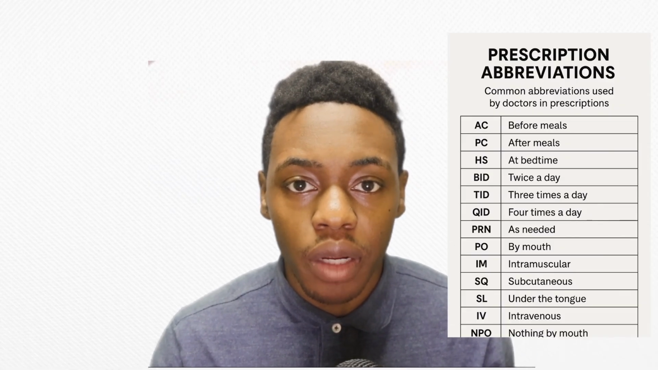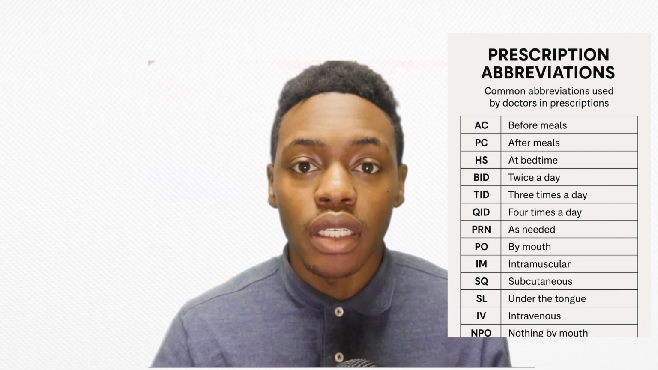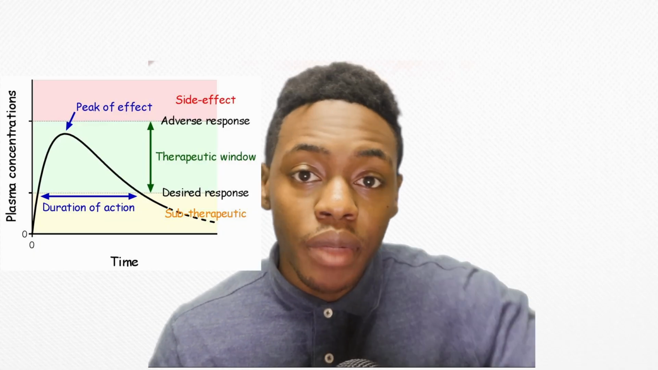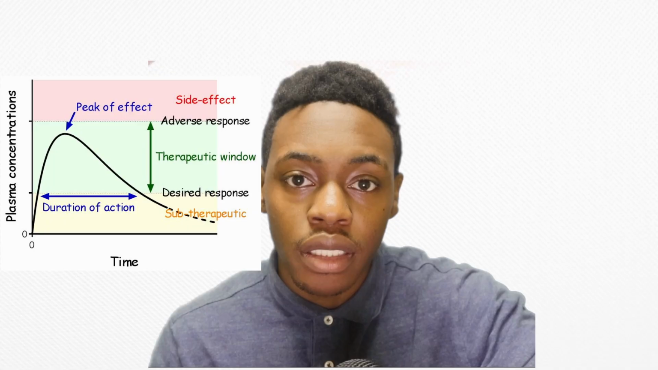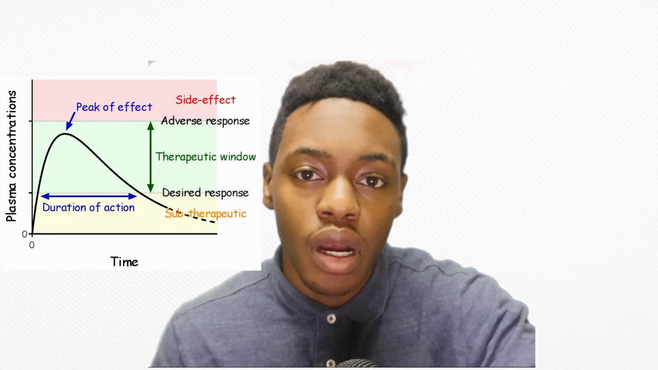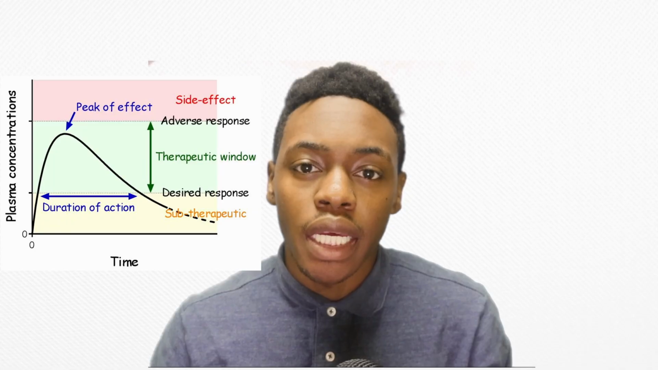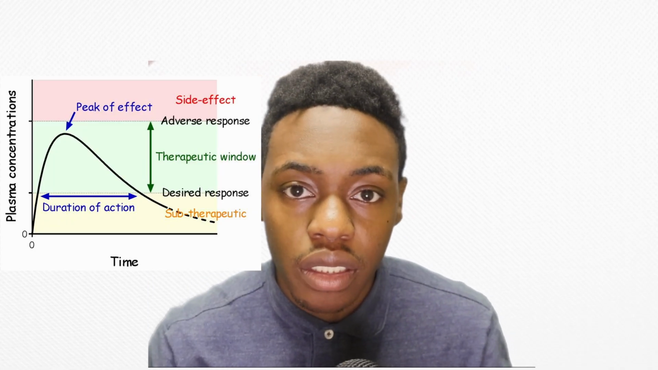I'd like to re-bring it up: the therapeutic range or the therapeutic window. So essentially, the therapeutic range or window, or however you want to describe it, is the range in between the minimum concentration for a drug to remain efficacious in the blood, and the maximum concentration before you start to see toxic effects.